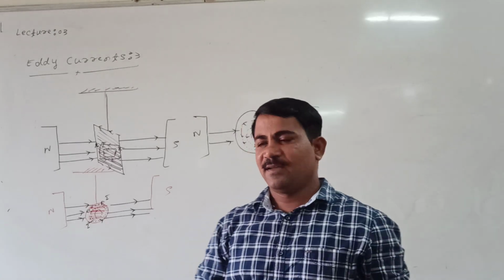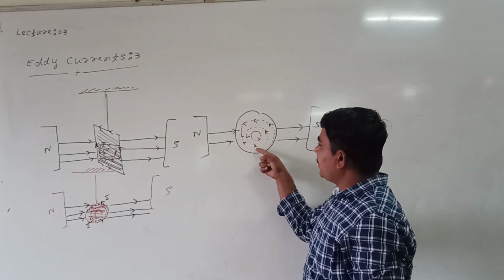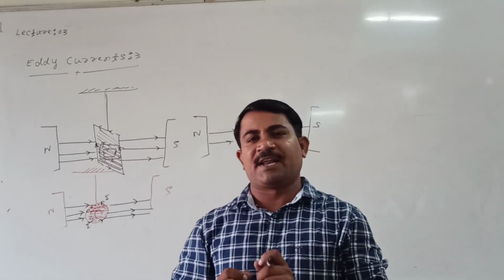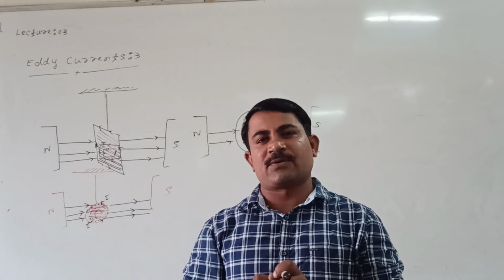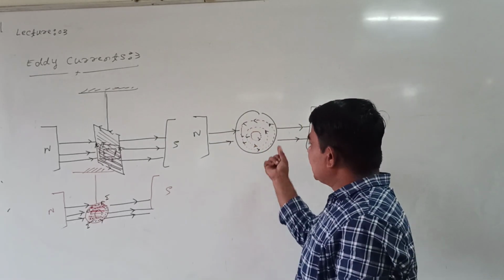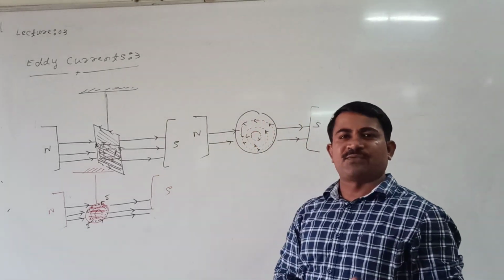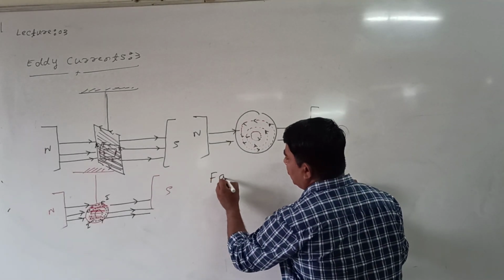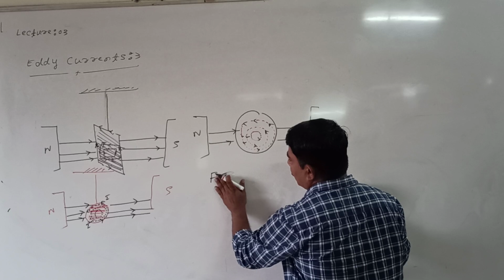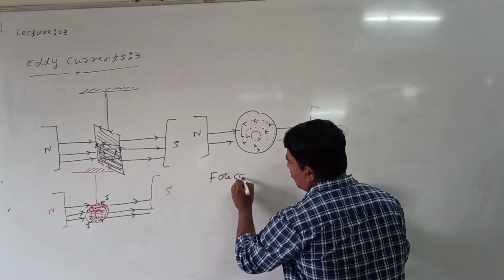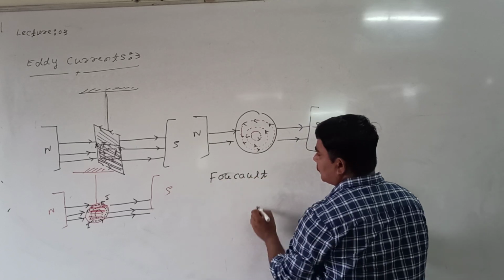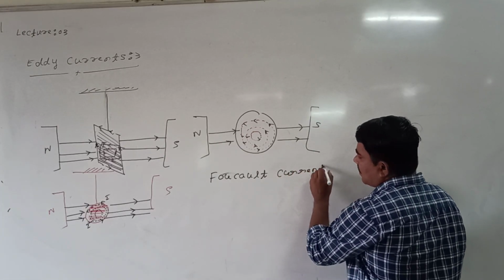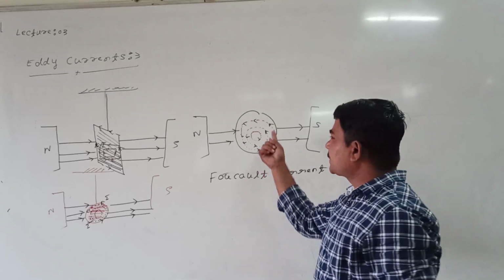Simply what I am calling? The circulating current induced in a conductor due to the change in magnetic flux. This is called eddy current. And this eddy current was discovered by Foucault. So these eddy currents are also called Foucault currents. See here, eddy currents are discovered by Foucault. So this current is also called Foucault current.